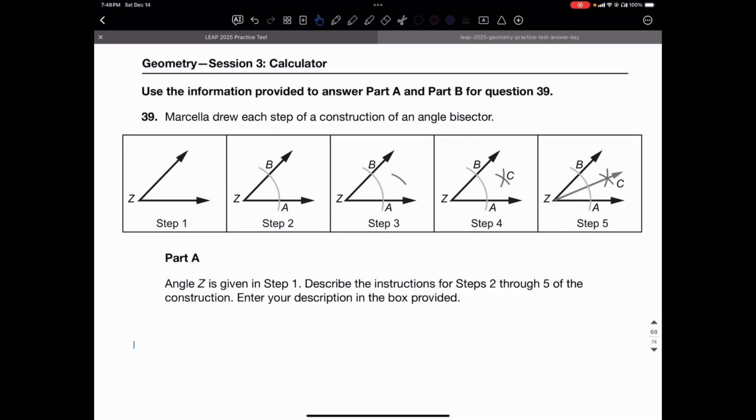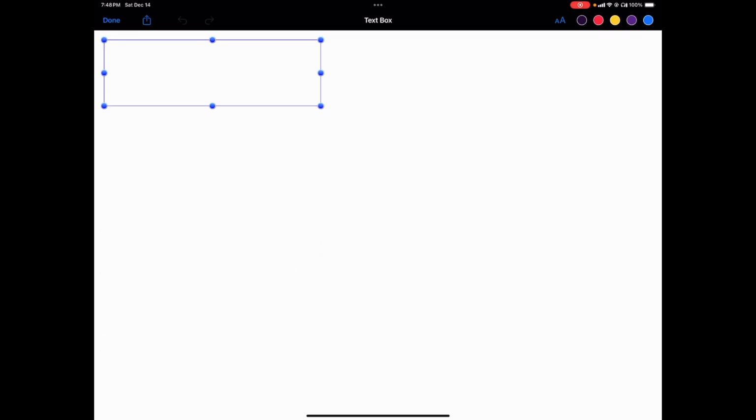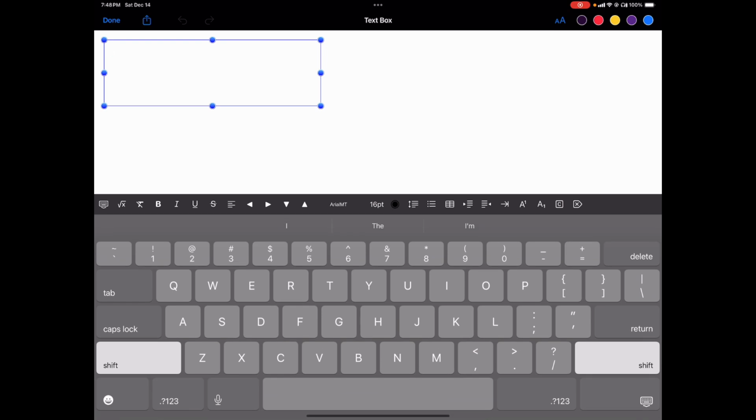Okay, for number 39, Marcella drew each step of a construction of an angle bisector. Part A, angle Z is given in step 1. Describe the instructions for steps 2 through 5 of the construction. Enter your description in the box provided. All right, so for this one, instead of trying to write this by hand and having some mess, I went ahead and opened up a text box. Your answers may vary, but you could type something like this, for instance.